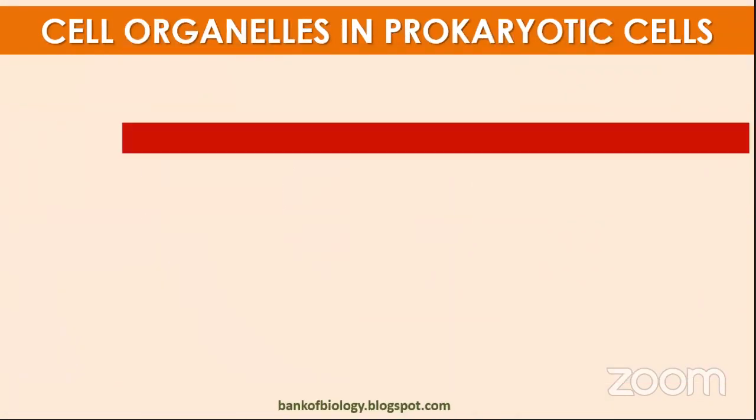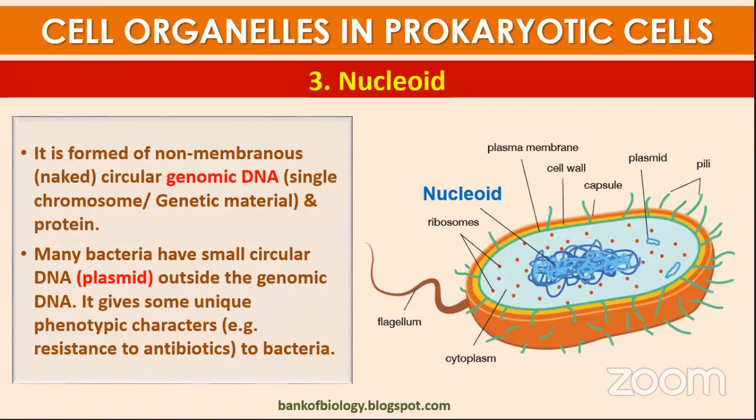Then they have chromatophores. Then the nucleoid. Nucleoid here is synonymous to the nucleus. It is non-membranous, that means there is no nuclear membrane and there is no nucleolus. It has circular genetic material, a single chromosome, and protein. Many bacteria have small circular DNA, the plasmid, outside the genomic DNA. It gives some unique phenotypic characters like antibiotic resistance to bacteria.